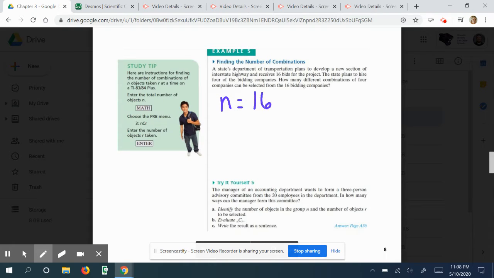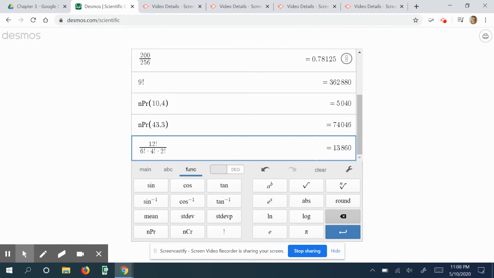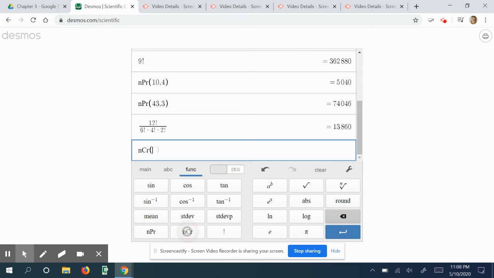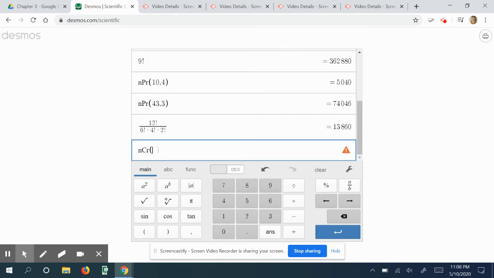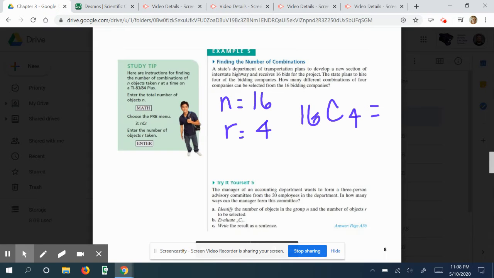We're looking at 16 companies, and we're looking specifically at 4 at a time. And so this is 16 combination 4. And again, we have calculators, so we could use that. We're going to go to the functions, nCr, and use 16 and 4. And so there's 1,820 different combinations of the 4 companies. Okay? Here's a guided practice problem that talks about employees from the department. You can try now.